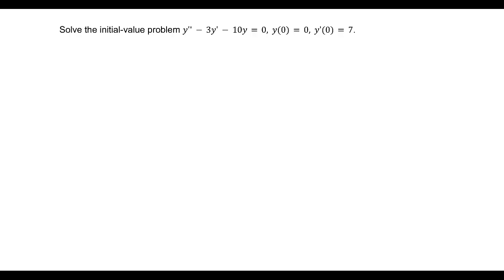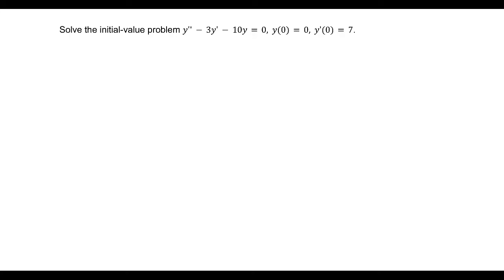Solve the initial value problem. The second derivative of y minus 3 times the first derivative of y minus 10 times y equals 0, with these conditions: y of 0 equals 0 and y prime of 0 equals 7.